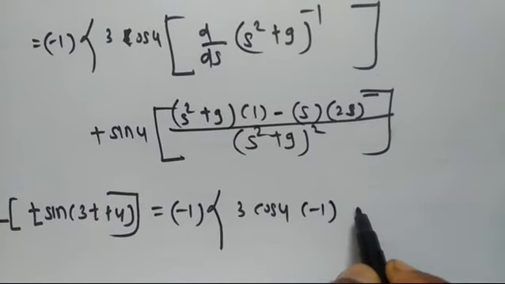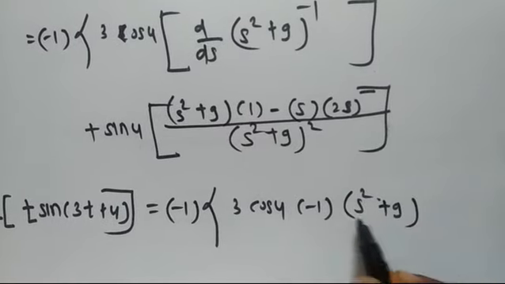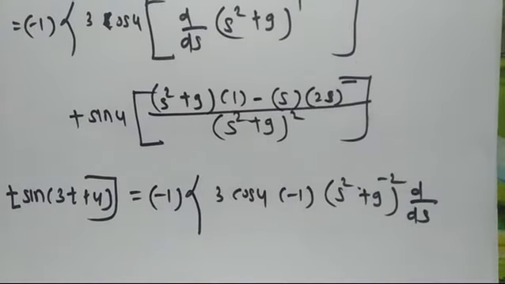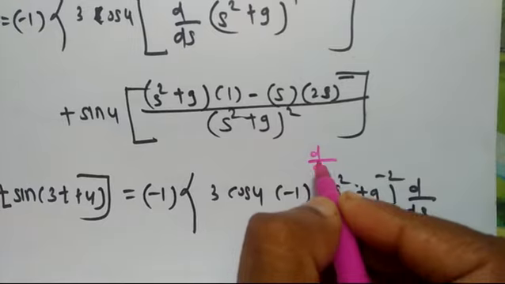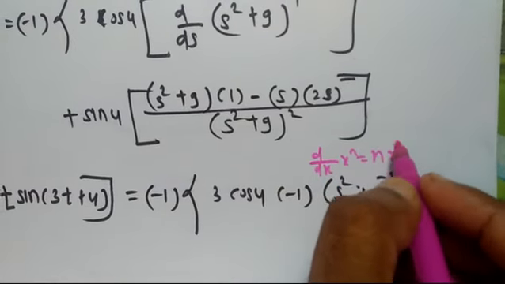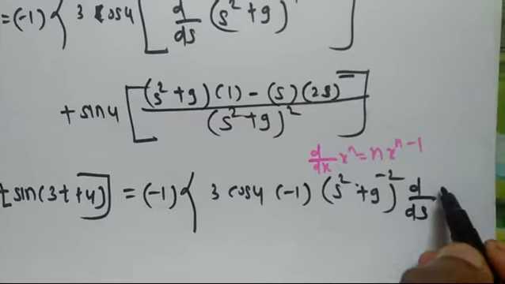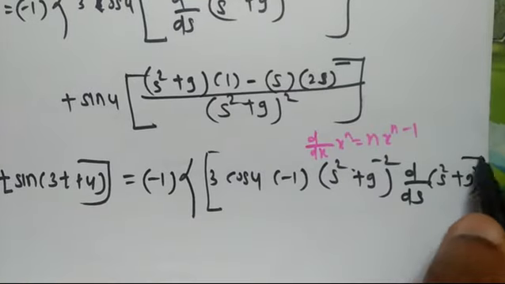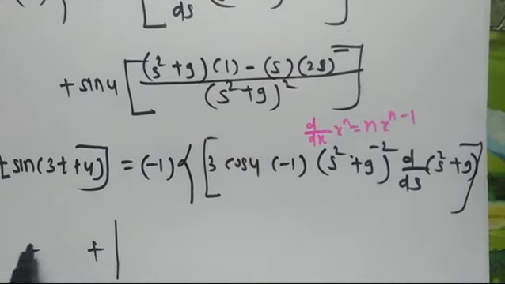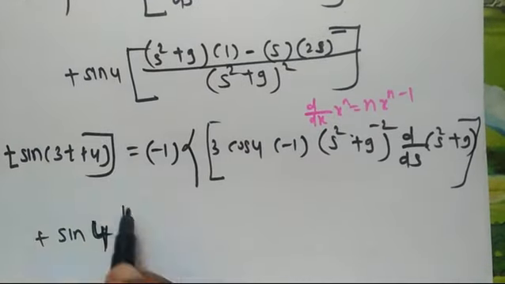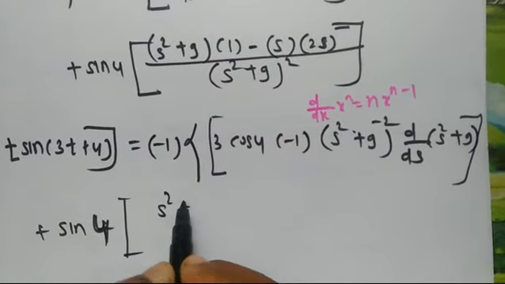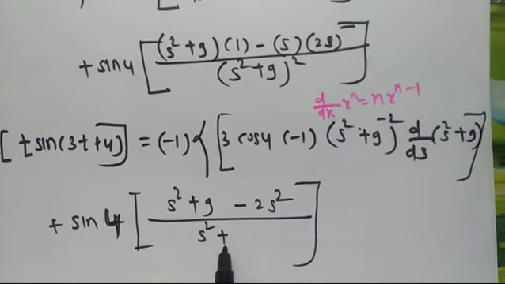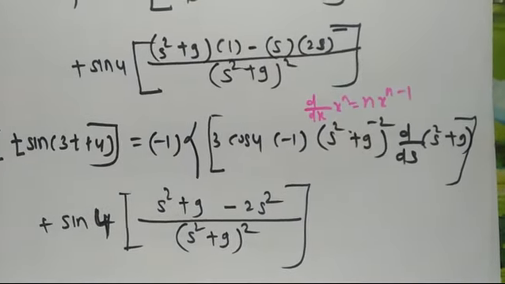So you will get here minus 1 s square plus 9 to the power minus 2 d by ds. See, the power came in front, and one is subtracted from the power; everyone knows this concept, d by dx of x to the power n is n times x to the power n minus 1, accordingly. Okay, again derivative of this basic term. So this is the first bracket plus the second bracket plus this sine 4. What will we get? S square plus 9 minus 2s square, over s square plus 9 bracket square. Okay, is it clear everyone?